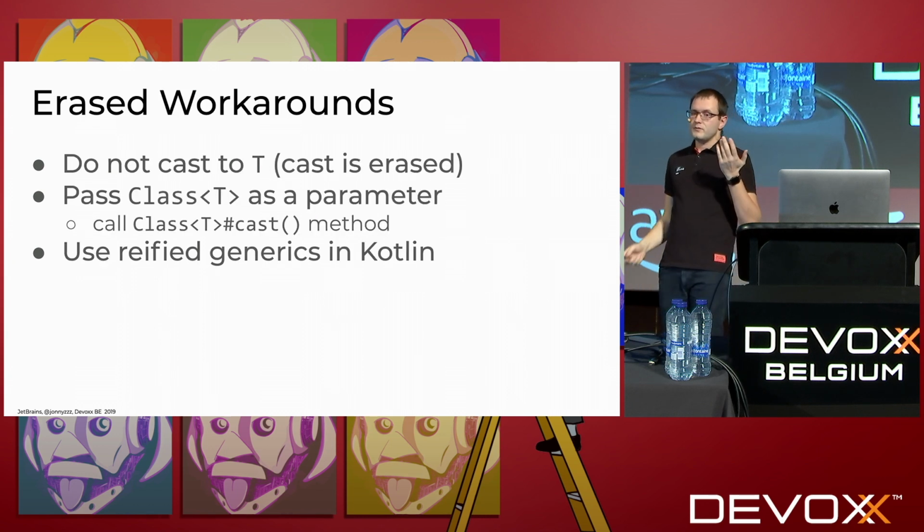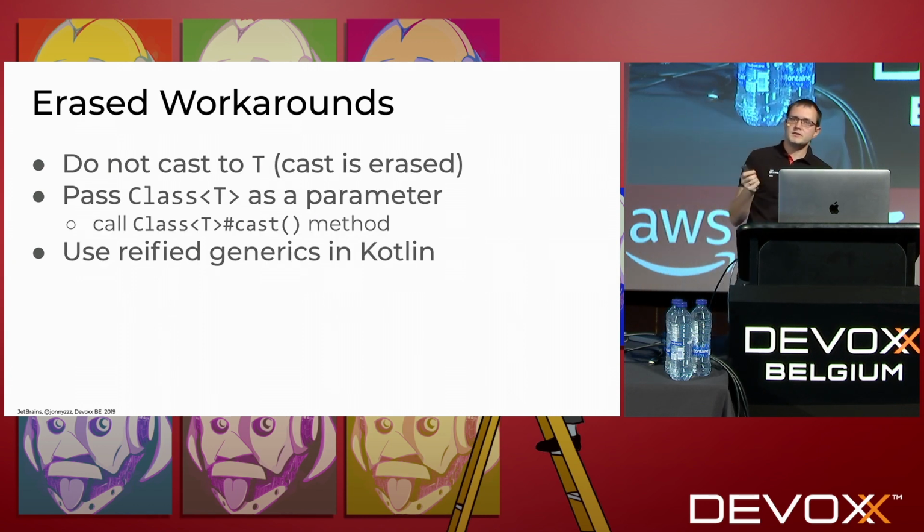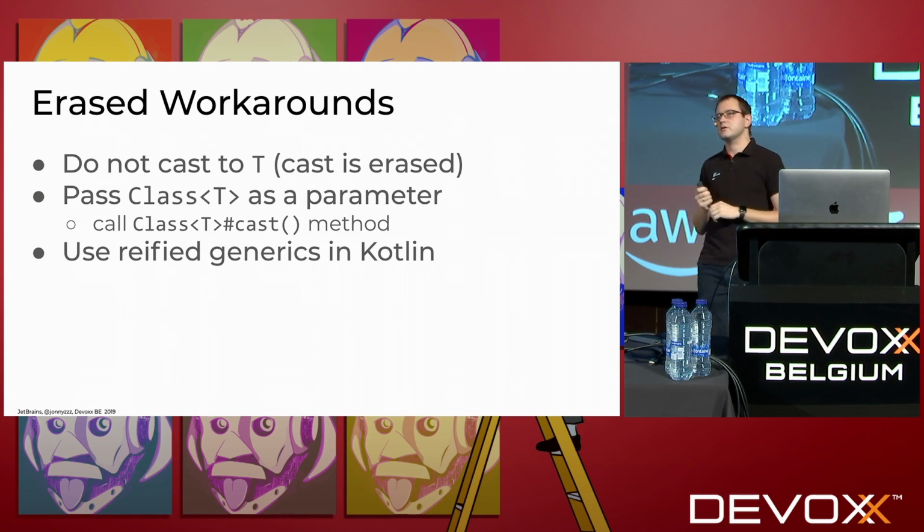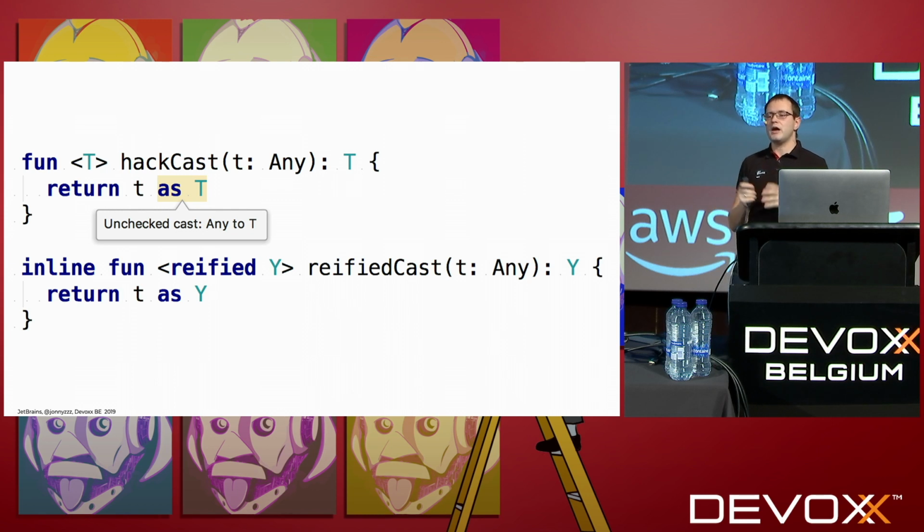As for workarounds, if you try to cast to T in your code, make sure you understand what's the magic behind it. Sometimes Class.cast is the best thing to use. Or you may use Kotlin reified generics. I have an example for you. The first one, the hackCast, does something which the IDE highlights as probably not the best idea. In the second one, there is no highlighting, no problems. This is an inline function with a magic reified keyword here. Let's see what it does.